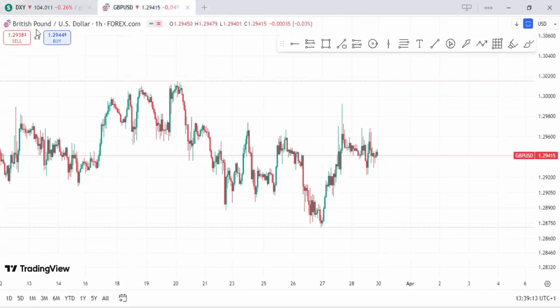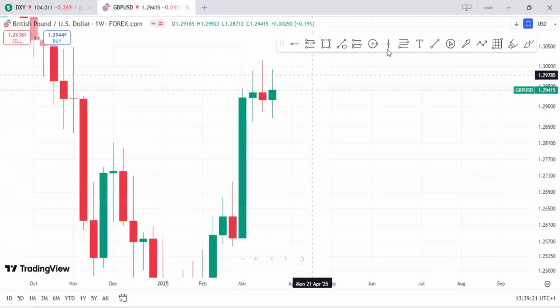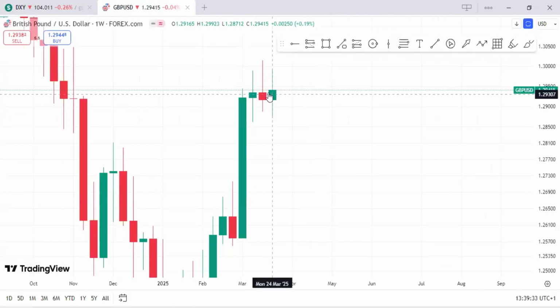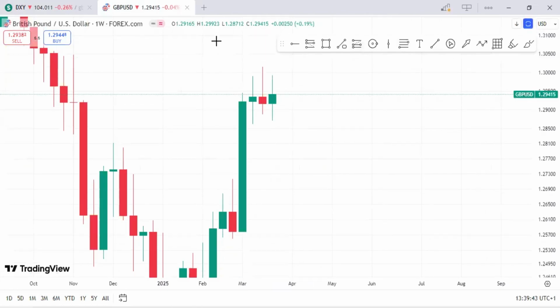So here, this is GBPUSD. Let's start from the higher time frame, the weekly time frame. So let's assume this particular candle did not form, because I taught you guys the strategy, I think last week. So let's just assume this did not play out.